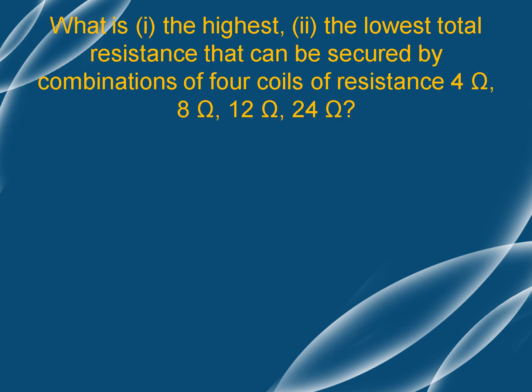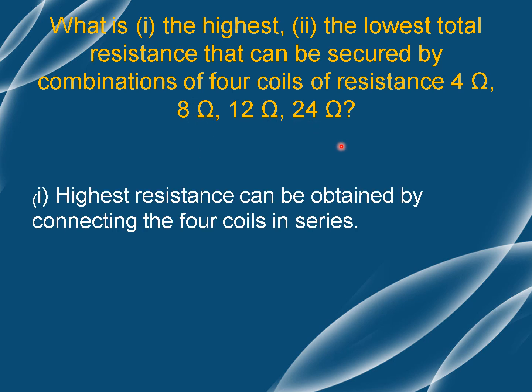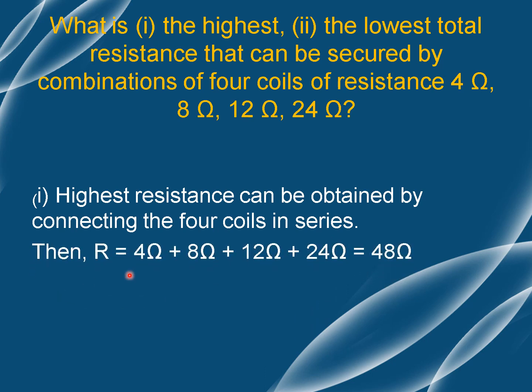What is the highest and the lowest total resistance that can be secured by combinations of 4 coils of resistance 4 ohm, 8 ohm, 12 ohm and 24 ohm? So to find out the highest resistance, it can be obtained by connecting the 4 coils in series. So we have total resistance R is equal to all the 4 resistances added up, that is 4 ohm, 8 ohm, 12 ohm and 24 ohm, that is equal to 48 ohm. This is the highest resistance that can be obtained.